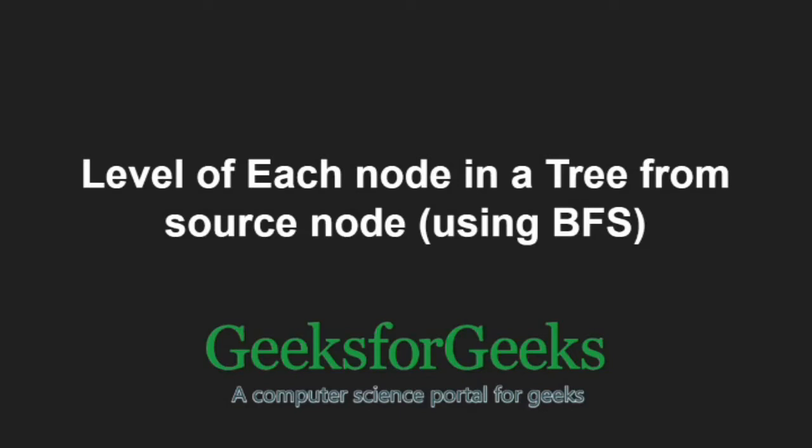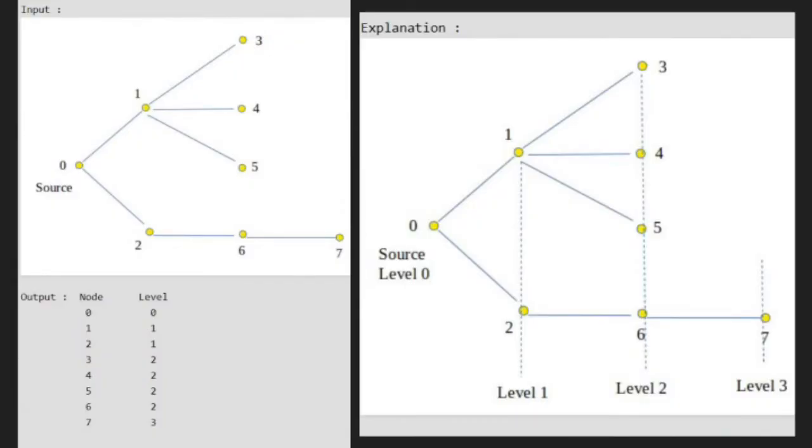In this video, we are going to understand the program which finds the level of each node in a tree from a source node. First, let us take an example. In this graph, if we consider 0 as a source node and we draw vertical lines for level, then the level for node 0 is 0, for nodes 1 and 2 it is 1, for nodes 3, 4, 5, 6 it is 2, and for node 7 it is 3.